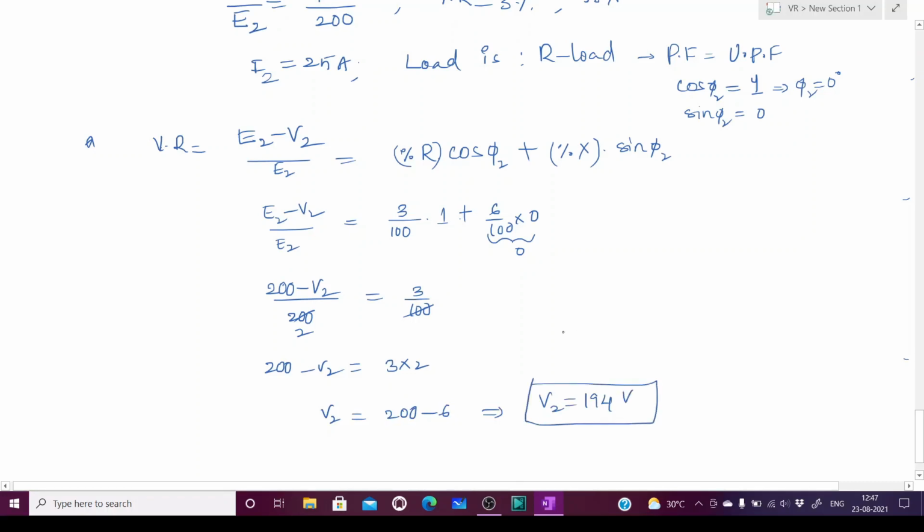Okay, so E2 was 200 volts, but when load is connected, it is reduced to 194 volts. That is, the voltage drop is 6 volts. Okay, so this is about voltage regulation.